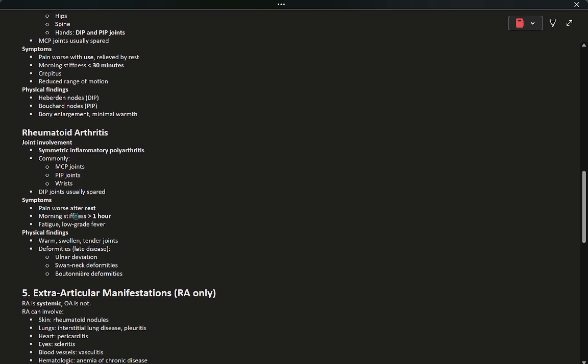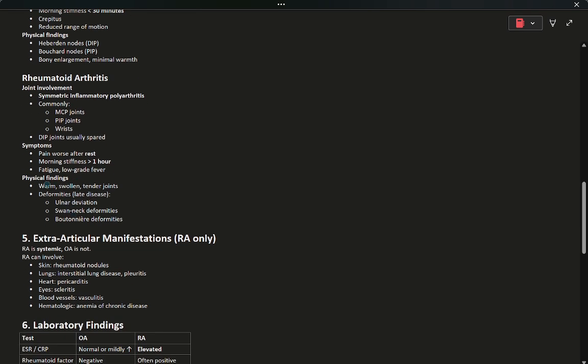For symptoms, the pain can get worse after resting, and the morning stiffness can usually last for greater than 1 hour. Patients can also present with fatigue and low-grade fever. And then for physical exam findings, you might find warm, swollen, and tender joints.